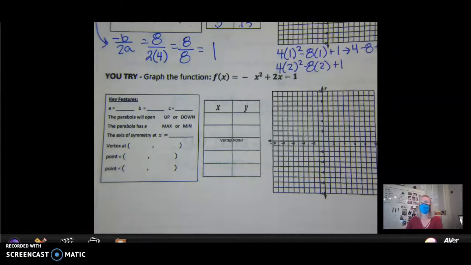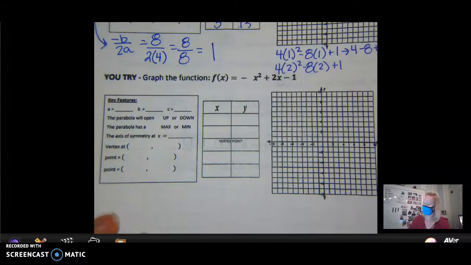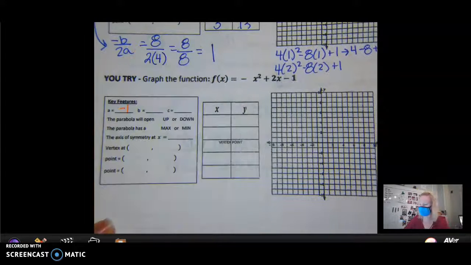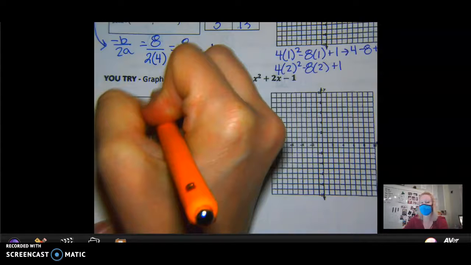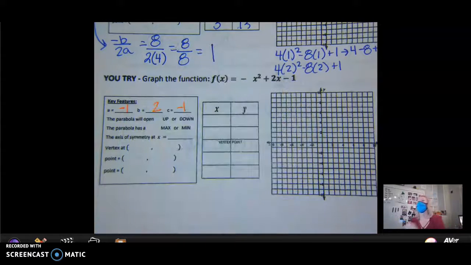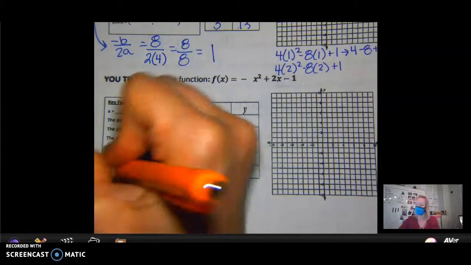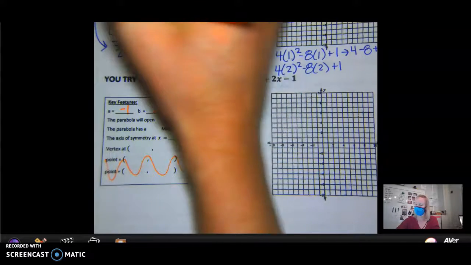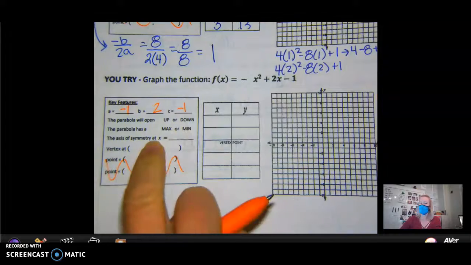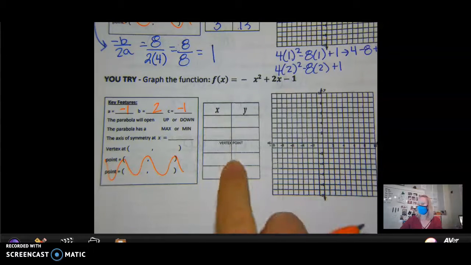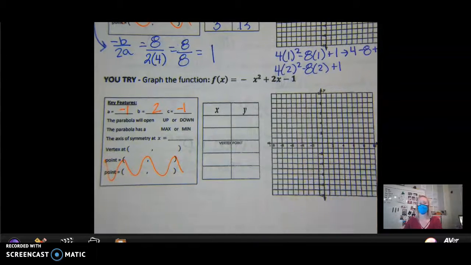What is my A value on this guy? -1. Awesome. What is my B value on this guy? 2. And my C value? -1. I want you to follow the steps of what we just did, and I want you to solve this entire thing. Fill in all these blanks, except you don't need these 2 down here. We didn't do those 2 up here. Fill in all that information, fill in your whole table, and then graph it, okay?